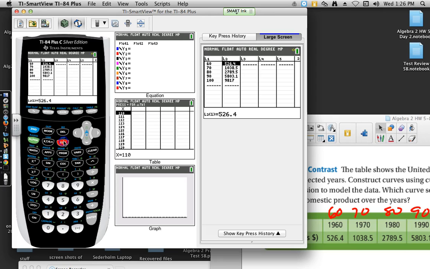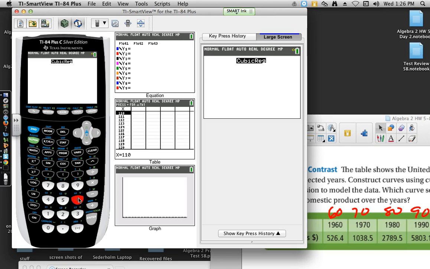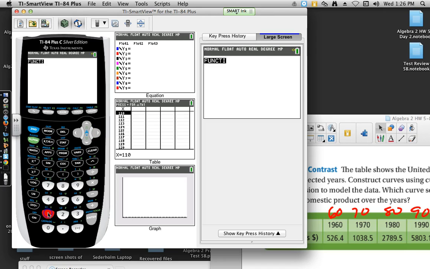So we'll hit stats and calculate, and we'll do the cubic regression first, number 6. And I do have my information in list 1 and list 2. For this problem, there's no need for me to store it under y equals. We certainly could, just to remind everybody how to do that, so I'll do that. We'll hit the variables button and then arrow to the right once for y variables, number 1 for functions, and then number 1 for y sub 1, and then down to calculate and let it go.